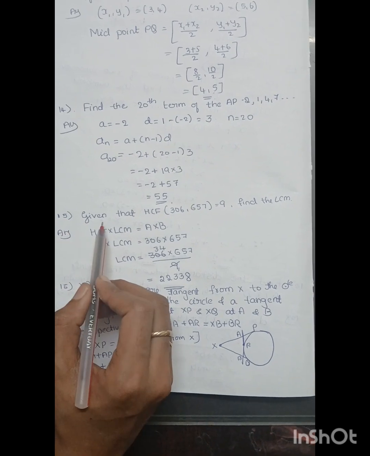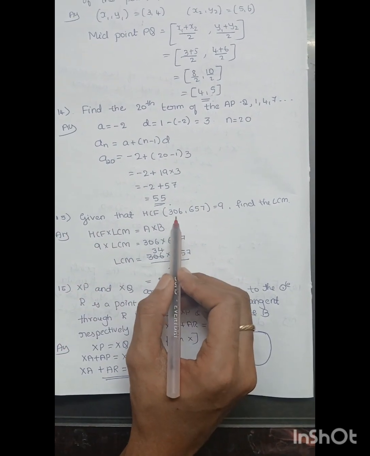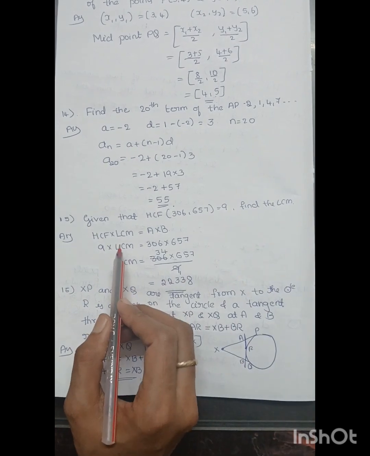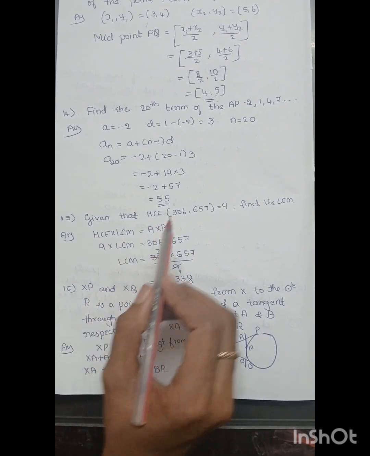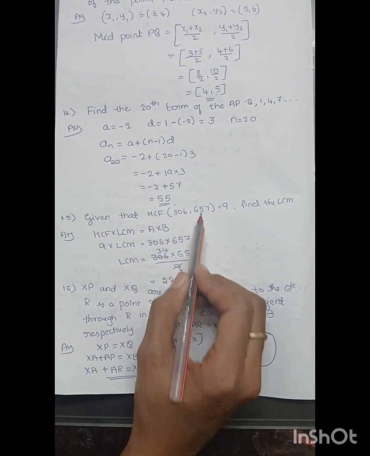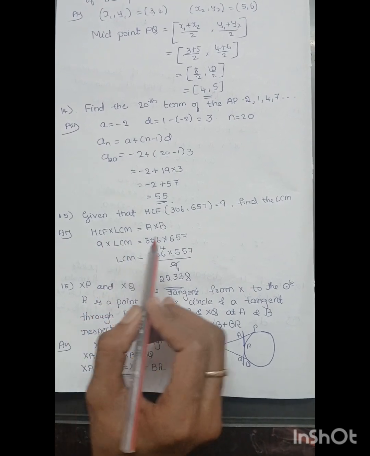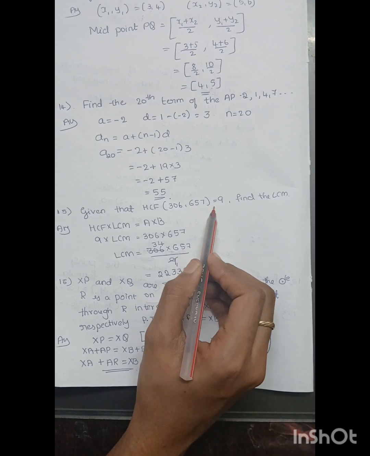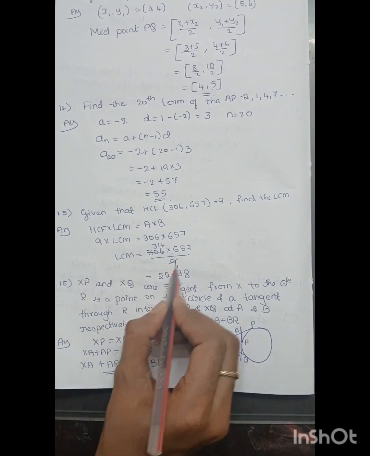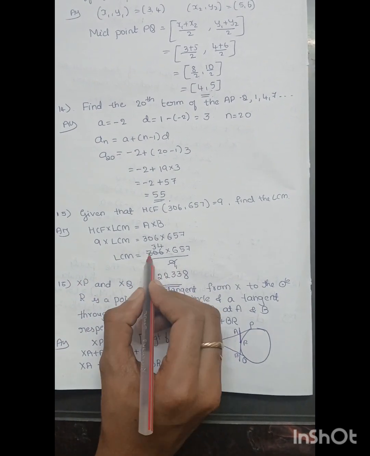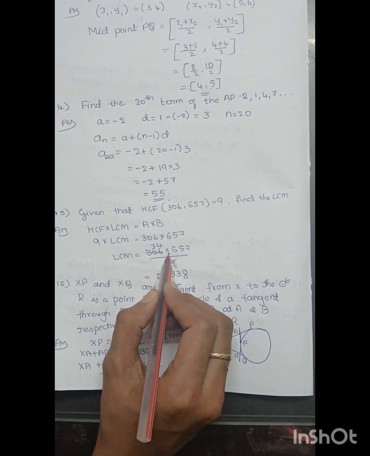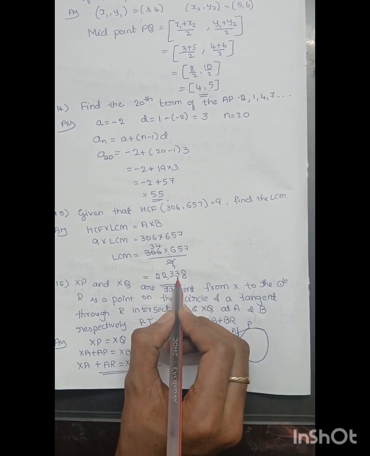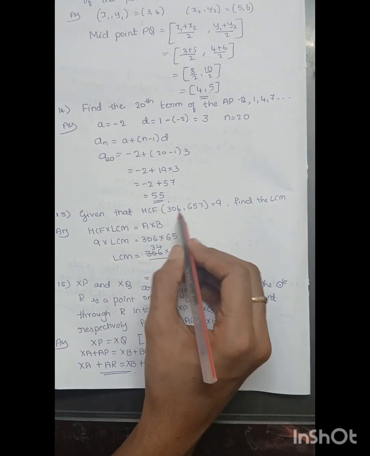Next question. Given that HCF of 306, 657 equal to 9, find the LCM. We know that HCF into LCM is the multiplication of the two numbers. So HCF 9 into LCM, which we have to find, equal to 306 into 657. So 9 is multiplied, comes to this side, becomes division. So 9 1s are 9, 34s are 306. 34 into 657 is 22,338.